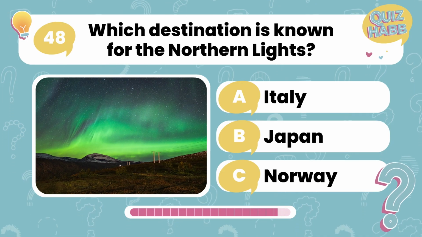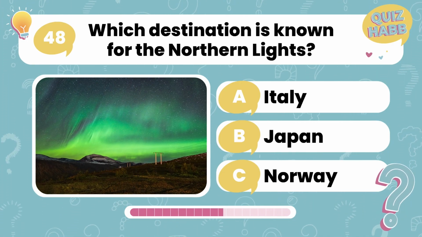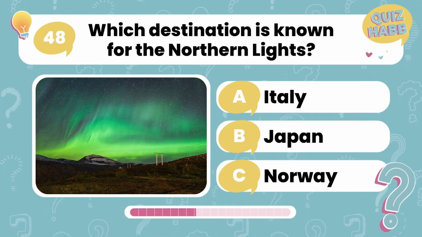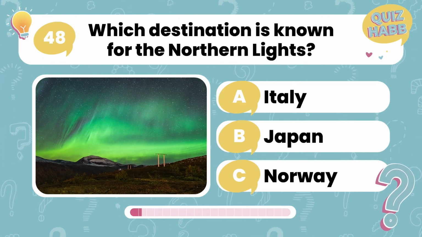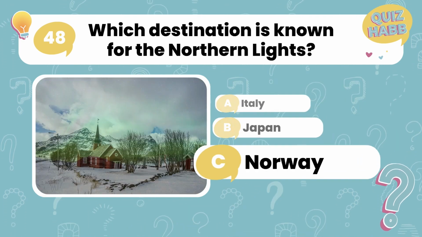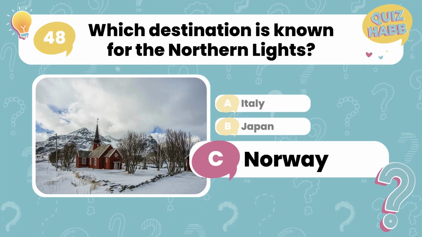Which destination is known for the northern lights? A. Italy. B. Japan. C. Norway. Correct answer. Norway. Aurora Borealis lights up its Arctic sky.